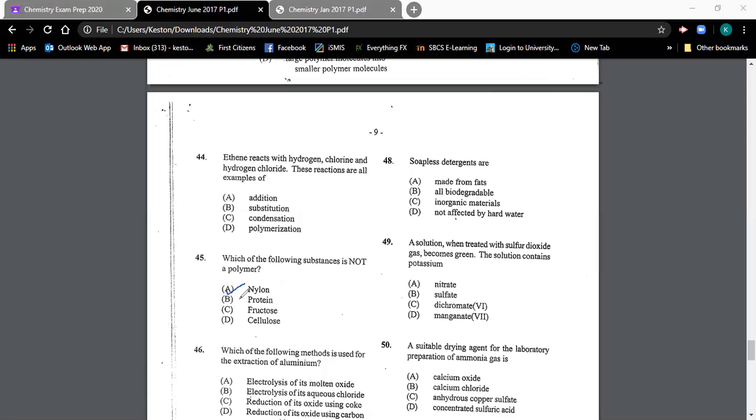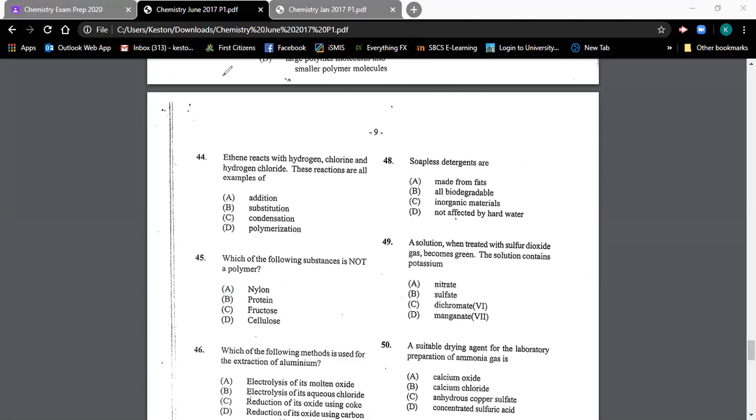The monomer units are a diacid and a diamine. Right, they usually use a diacid and a diamine. Proteins, they get that from amino acids. Cellulose is pretty much starch. You get that from glucose molecules coming together. Yeah, so 45 is E. Good job.